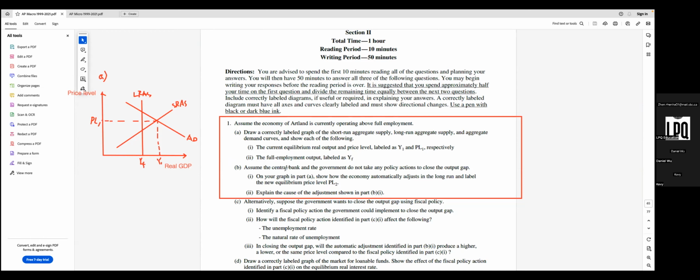So question B, assume the central bank and government, so basically no governmental policy here. How can we close the output gap? Closing the output gap means how we can normalize the GDP. During lecture, we mentioned this short-term GDP cannot last very long. Ultimately, this higher level short-term GDP will, by some means, go back to the potential level GDP.